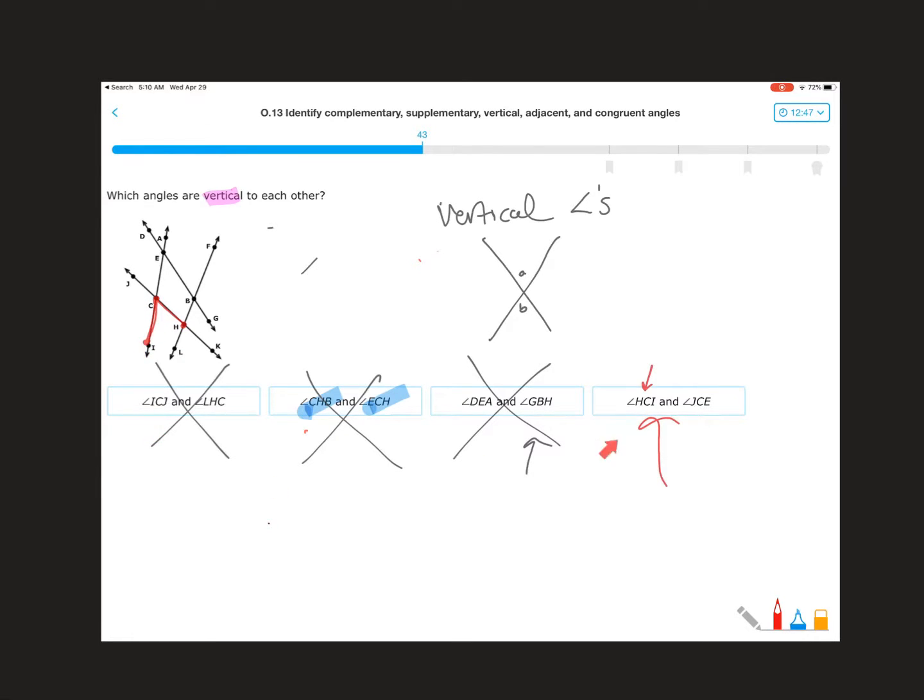Okay. An angle JCE. Check this out. Do you see that X? And then notice that the C is in the middle. Vertical angles have that vertex. Ooh. Okay. So those are vertical angles. Do you see that? They are congruent because they are vertical. They're the same angle. All right.